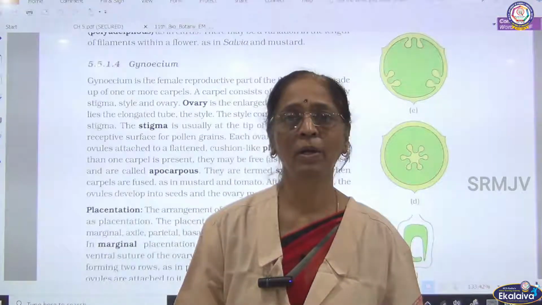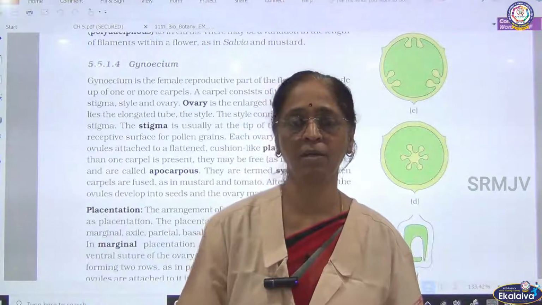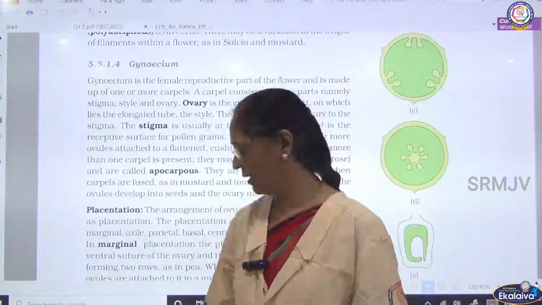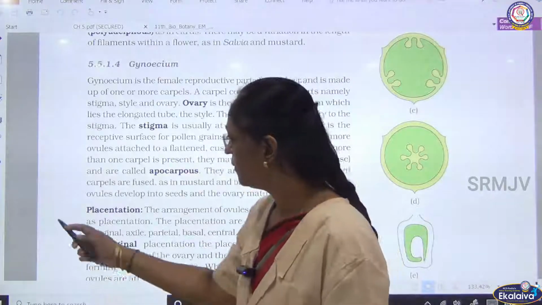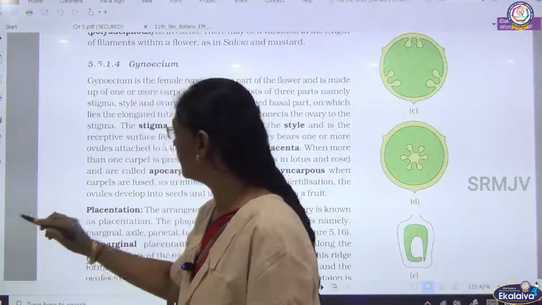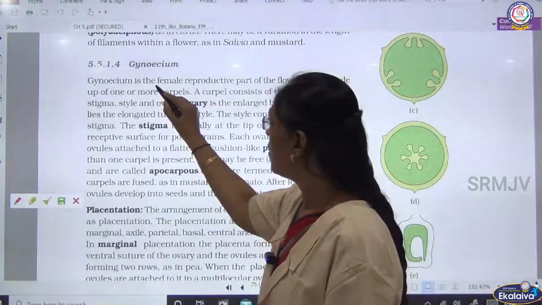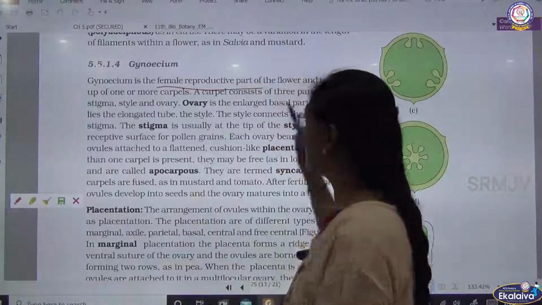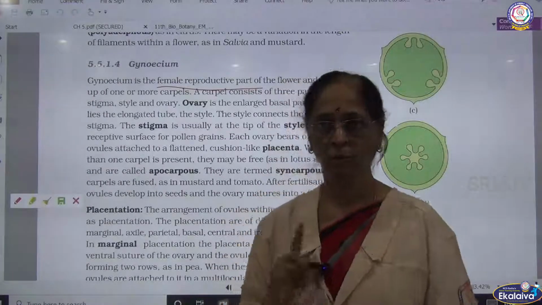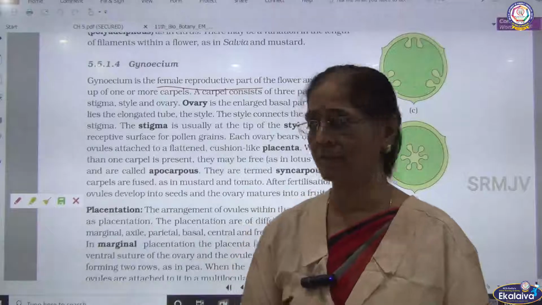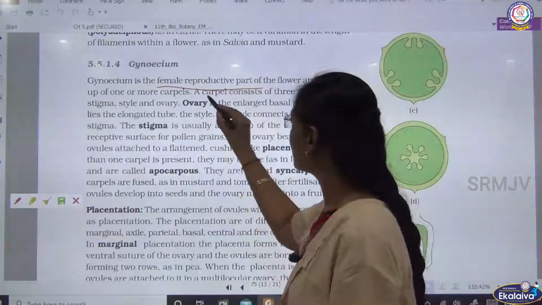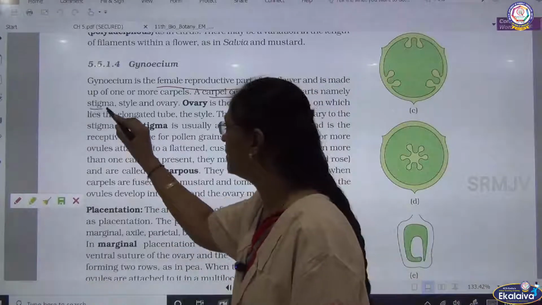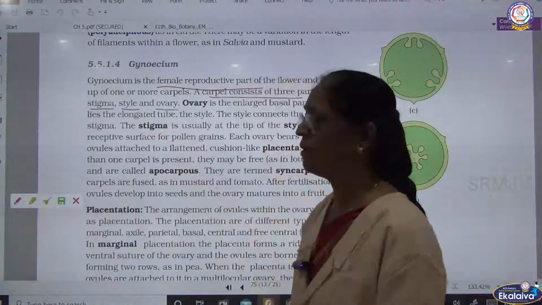Now we will look into the innermost whorl of the flower, what we call the gynoecium. We all know that the gynoecium is the female reproductive part of the flower, and it is made up of either one or more carpels. So, what does the carpel consist of? The carpel consists of the stigma, the style and the ovary.